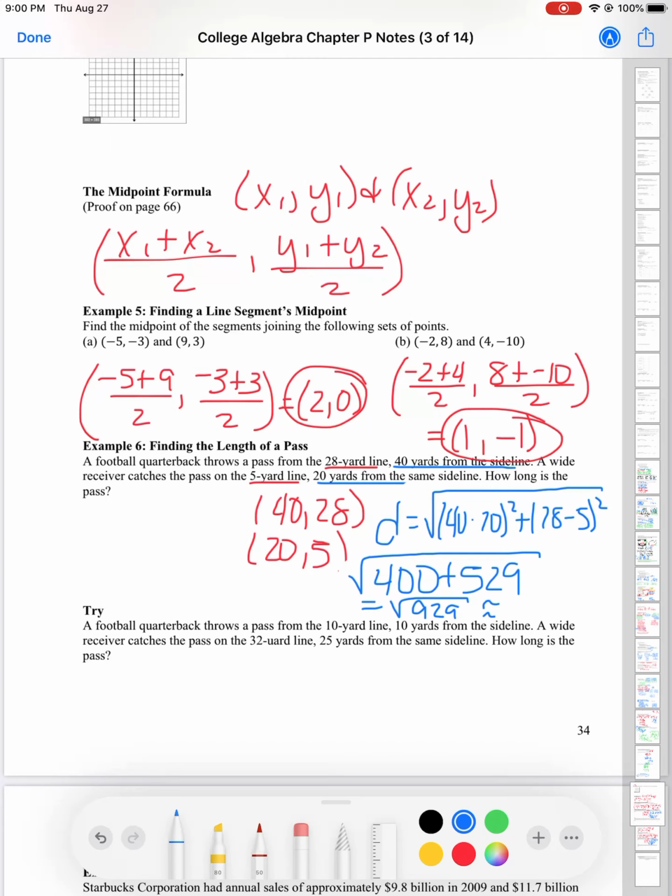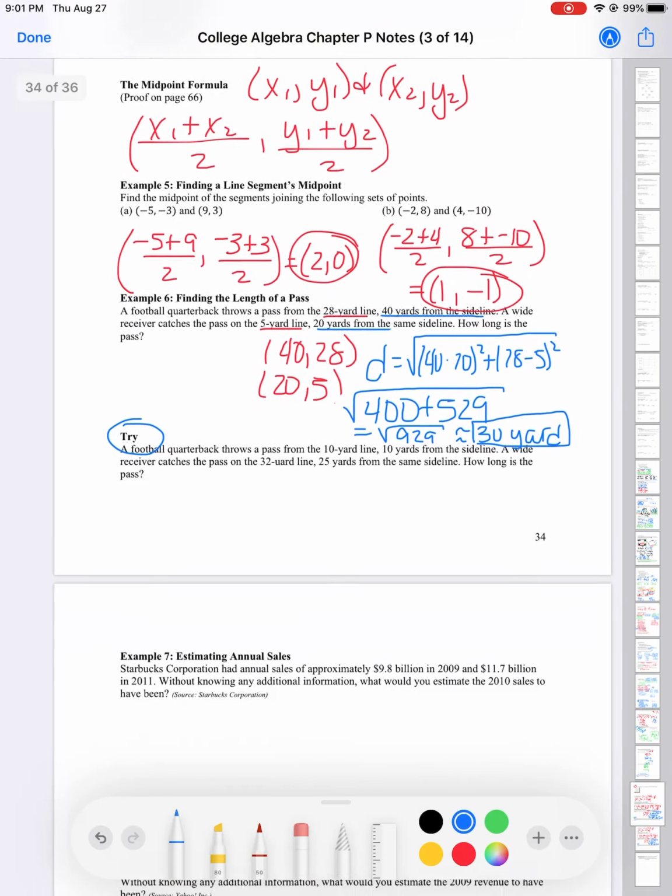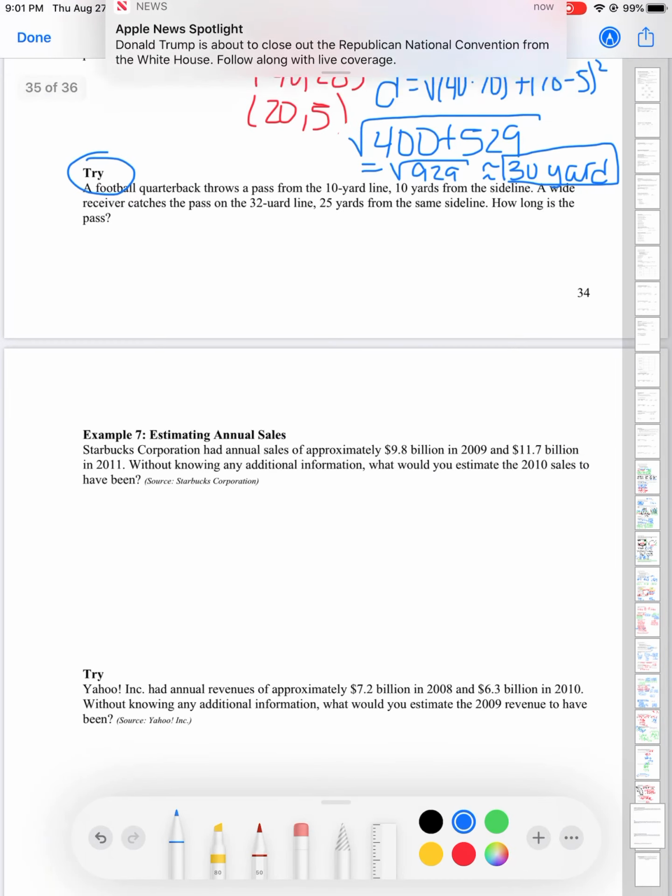Since it is football, square root of 929 doesn't really mean much to me. So I'm going to say that's about a 30-yard pass. And still not knowing much about football, that doesn't mean much to me. So maybe if someone could tell me if that's a good pass or not after you watch the video, that'd be great. Because I don't know if that's a good pass or not. So let me know. You guys can go ahead and try this, because I know you know how to use the distance formula. You don't really need to listen to me talk about it some more.